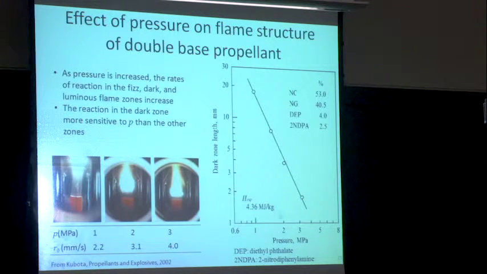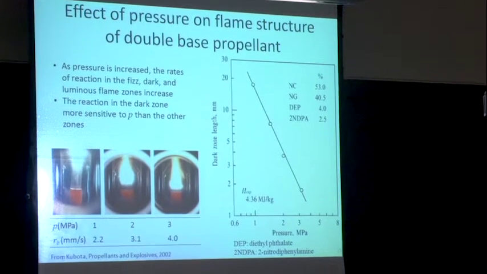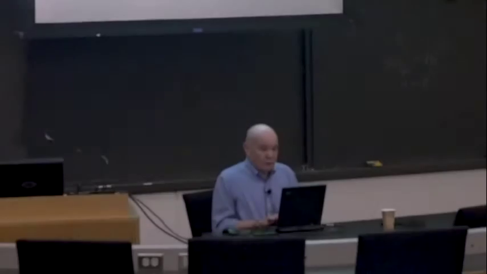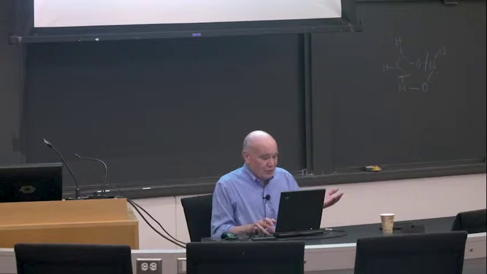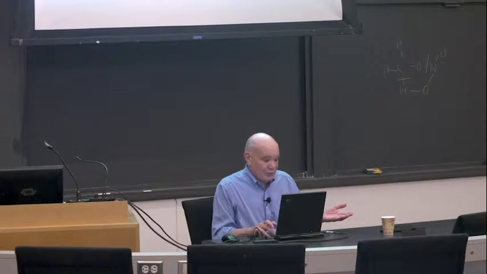Okay, and so you can make a plot, and this is just showing here as a function of pressure, how the dark zone shrinking in size and the second stage reaction getting very close to the surface. So there has been research on developing reaction mechanisms and calculating the flame structure of double-base propellants. Typically in these systems, one still does not understand the condensed phase chemistry, and that condensed phase chemistry is typically ignored.